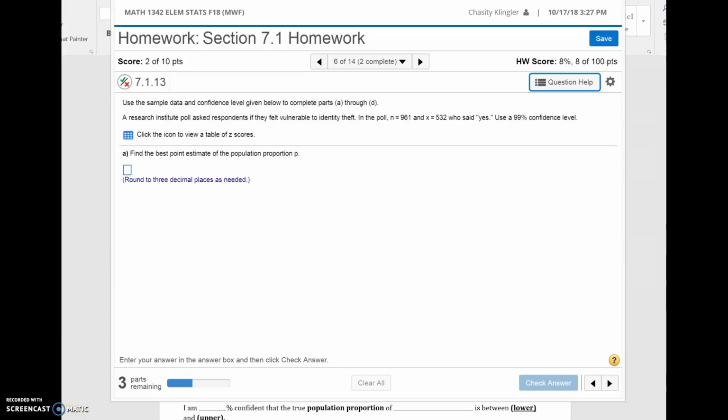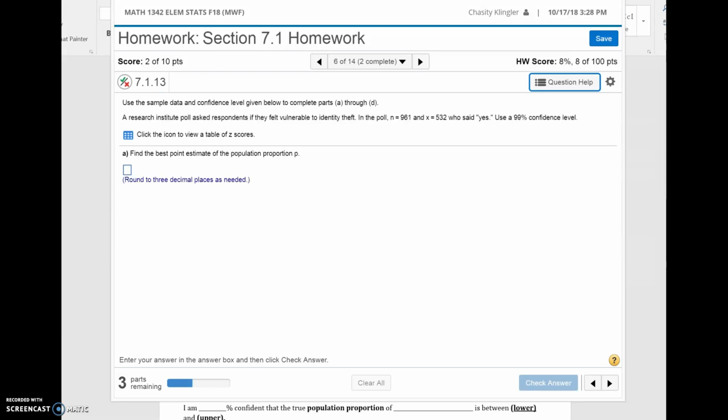Let's look at number 6 on 7.1. It says use the sample data and confidence level given below to complete parts A through D. A Research Institute poll asked respondents if they felt vulnerable to identity theft. In the poll, n equals 961 and x equals 532 who said yes. Use a 99% confidence level.